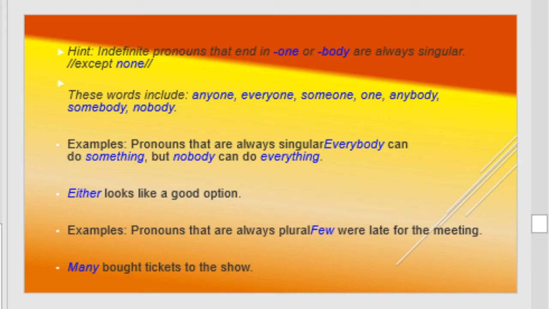These words include anyone, everyone, someone, anybody, somebody, nobody. Examples of pronouns that are always singular: everybody can do something, but nobody can do everything. Either looks like a good option. Examples of pronouns that are always plural: few were late for the meeting. Many bought tickets to the show. So just be careful, just analyze.